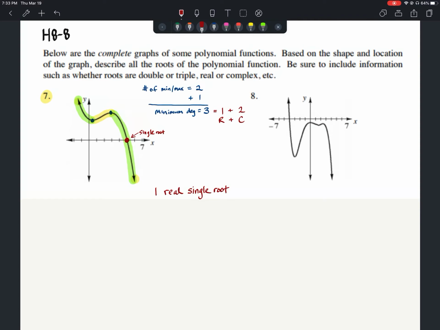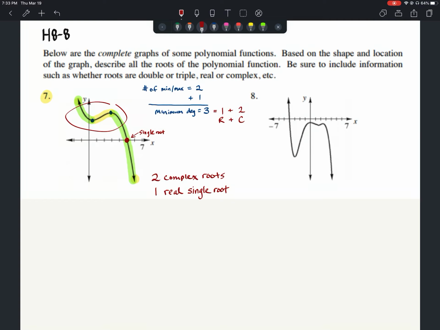Those complex roots are somewhere up here, right? We don't see them on the graph, but we know that they exist. So we have 2 complex roots. So 2 complex roots plus 1 single root gives us a degree of 3. All right, let's look at the next one.